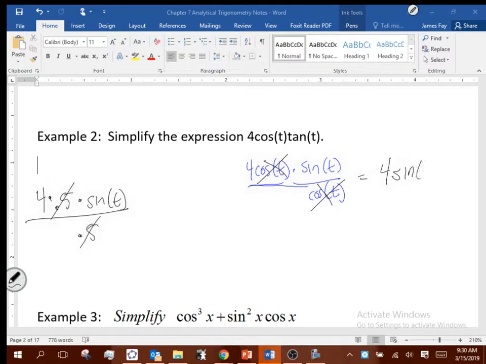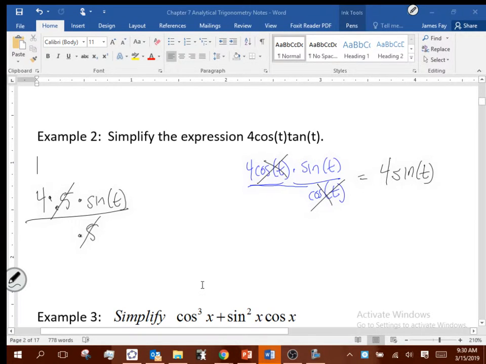What am I left with then? Just 4 sine of t, right? And that one, we know that is obviously just one step there, or one substitution and one cancellation step. We get down to one trigonometric identity left over. Now it's a multiple of it, but that doesn't matter. We now know that we're done. Okay, so we have one trig ratio left over.